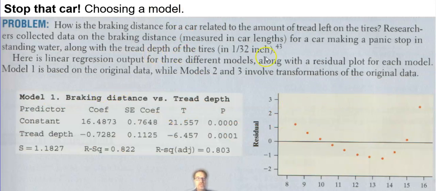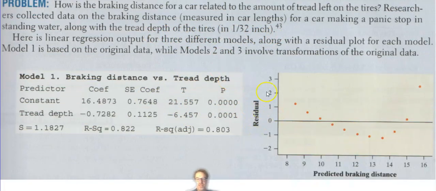This first model is based just on the original data. So we did straight up tread depths and stopping distance in car lengths. And then for model 2 and model 3, we're going to have to find out what transformation was involved for that data. So here's model 1. They gave us our residual plot and they gave us the summary data right here. We have our constants, we have our slope. We have an R squared of 0.822 and all that good stuff. And if you want to find R, just take the square root.